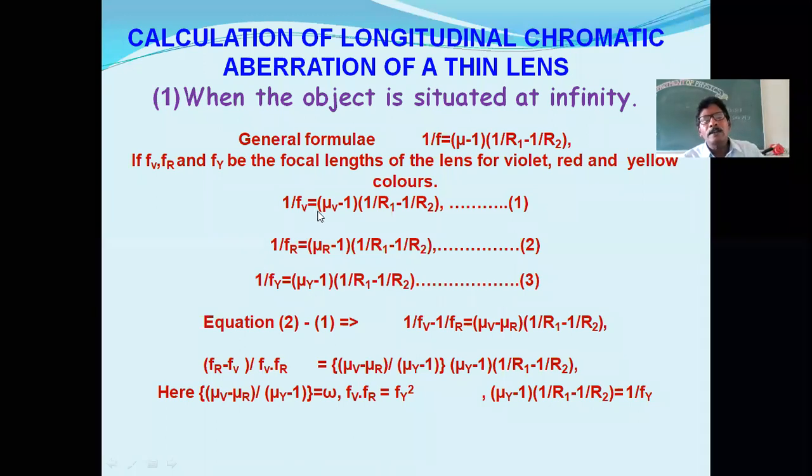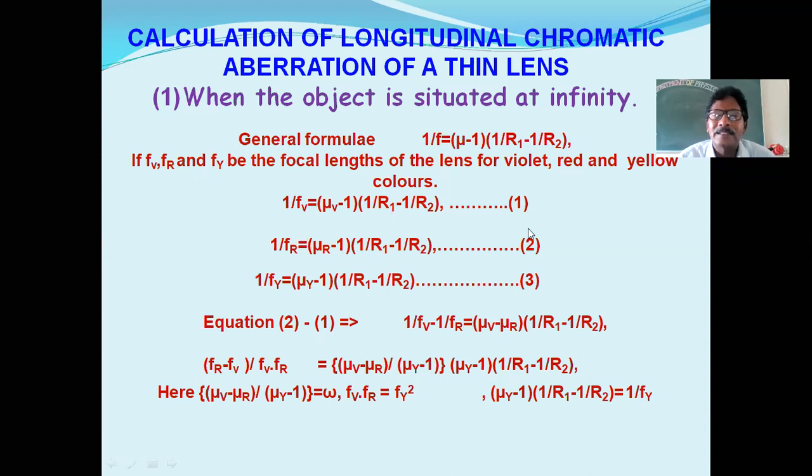Likewise, the focal length of the lens for violet color rays is Fv, for red color rays it is Fr, and for yellow color rays it is Fy, which is the mean focal length of the convex lens. These radii of curvature are constant because their value depends only upon the curvedness of the surfaces of the lens. So here the first two equations are written for violet color rays and red color rays. We all know the distance between Fr and Fv is a measure of chromatic aberration.